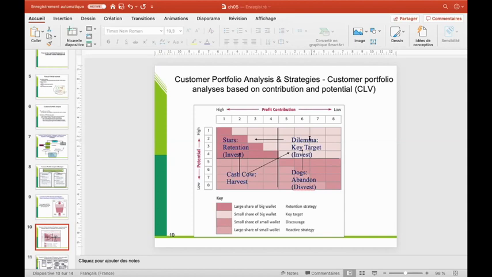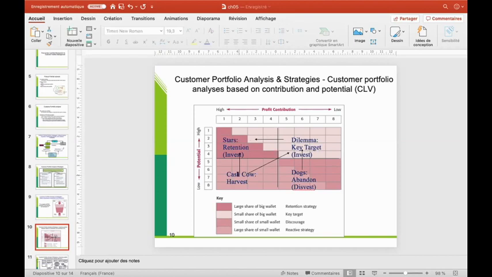Second, you have the dilemmas or question marks. The dilemmas have a low profit contribution now, but will have a high potential of profit in the future. So the key target should also be to invest. So invest into these customers because if you manage your CRM well, these customers will become stars in the future. So the dilemmas are the future stars. They are small now, but they might become big in the future.